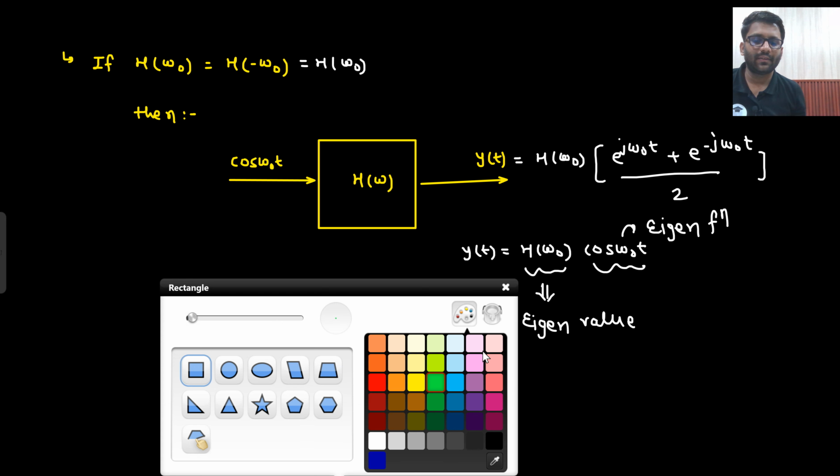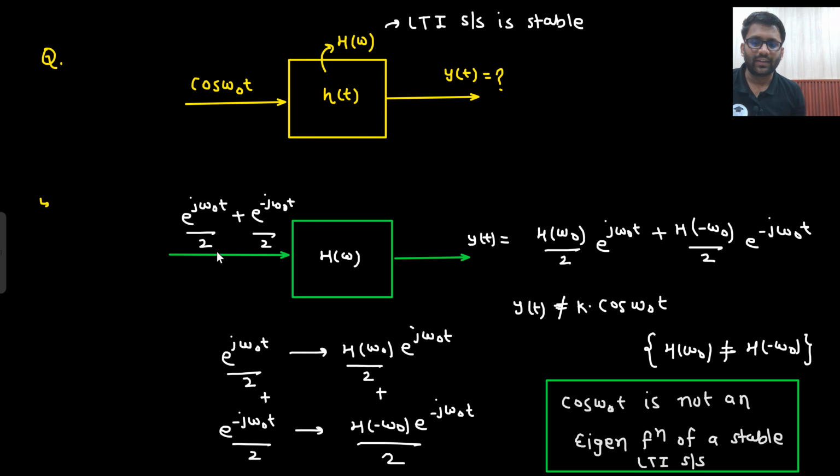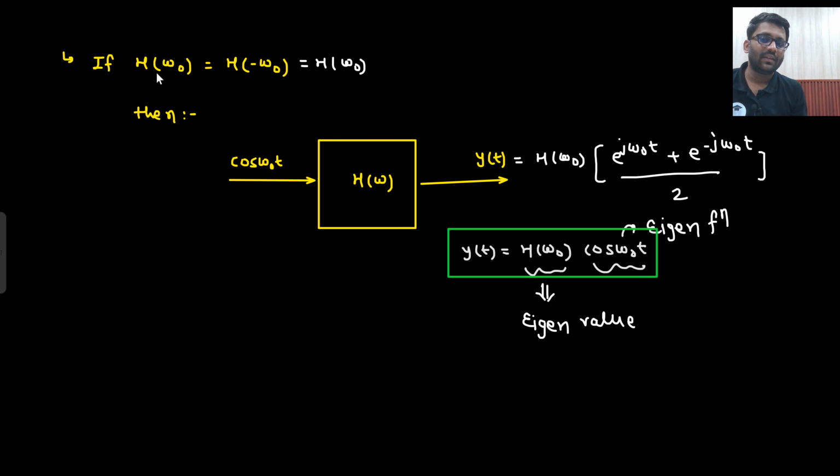So first thing is that the LTI system has to be stable, because if it is not stable, then there is no meaning of this j omega naught and minus j omega naught. Because if the LTI system is not stable, that means the ROC doesn't include the j omega axis, and if the ROC is not including the j omega axis, you will never be able to put these values here. So if you want to put these values, the system has to be stable. Along with that, H of omega naught and H of minus omega naught should be equal. So what is the condition?